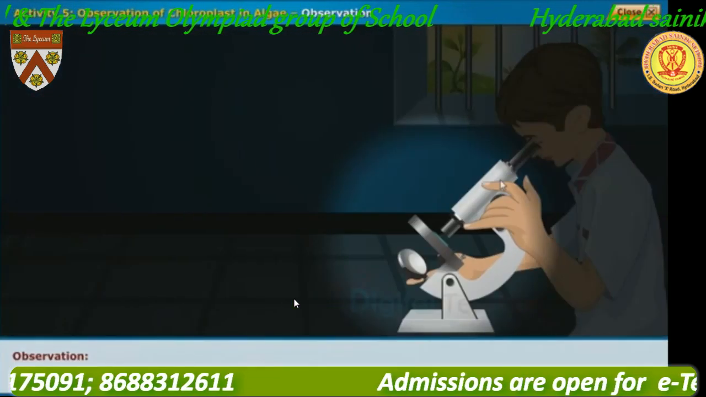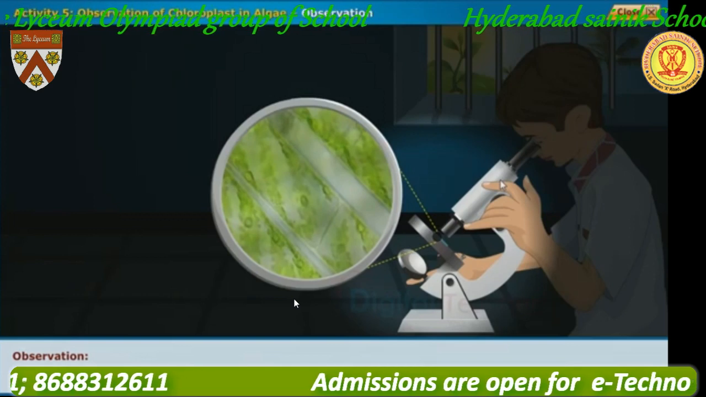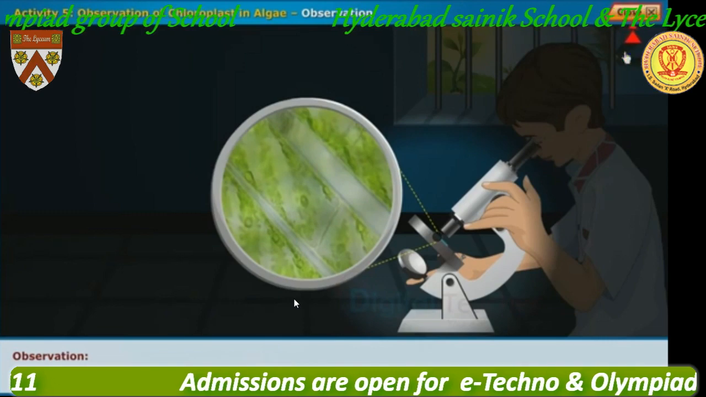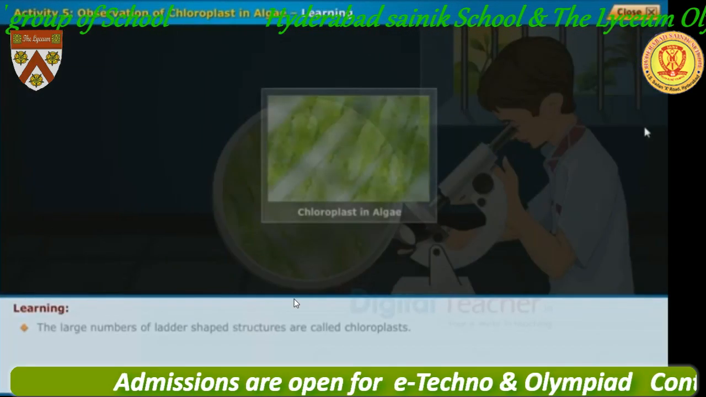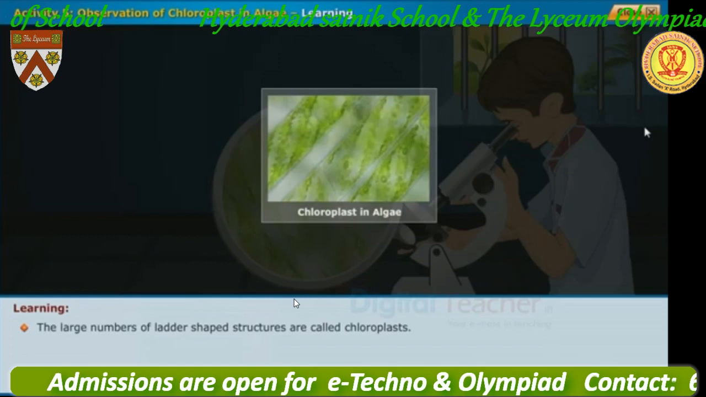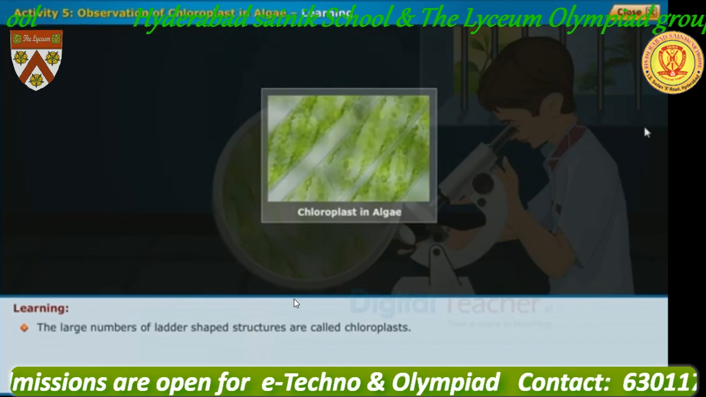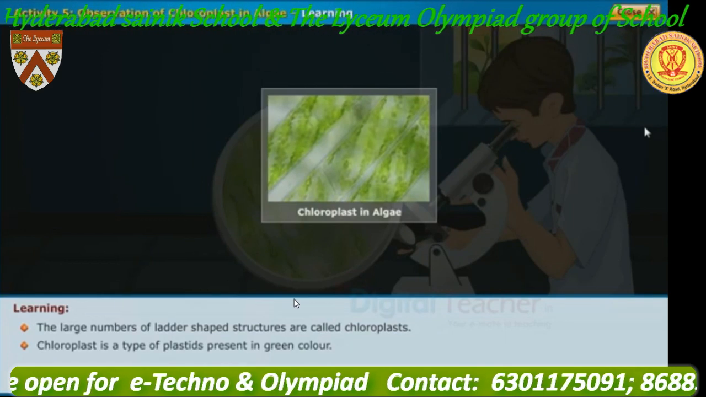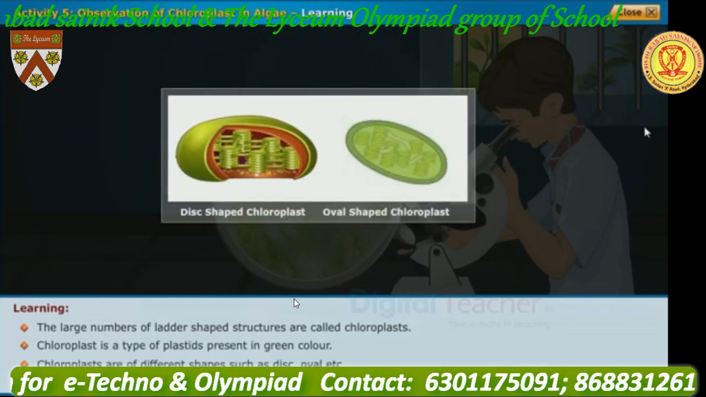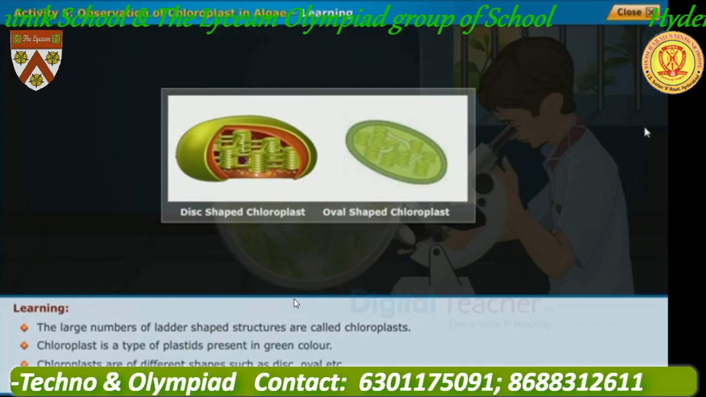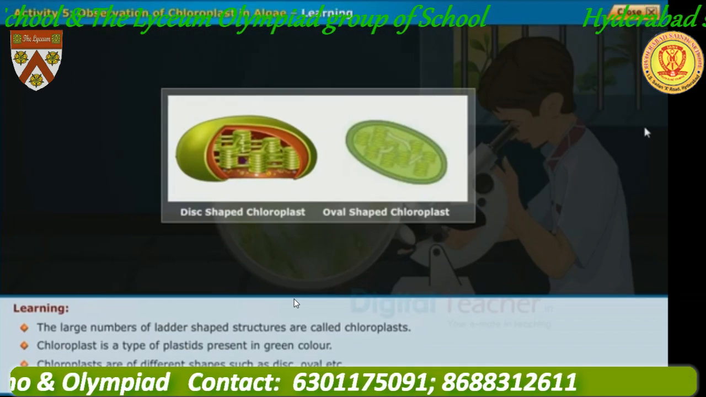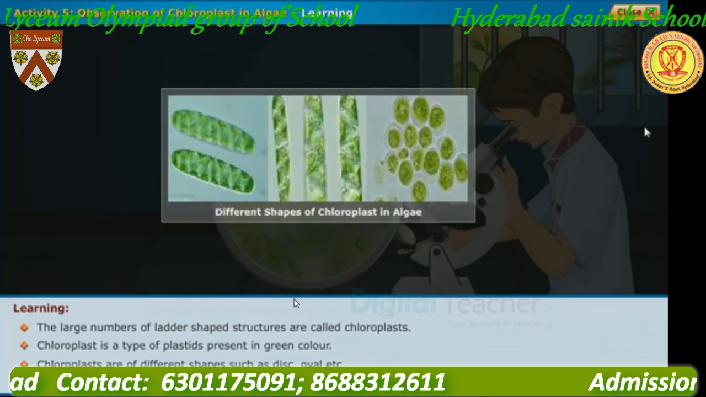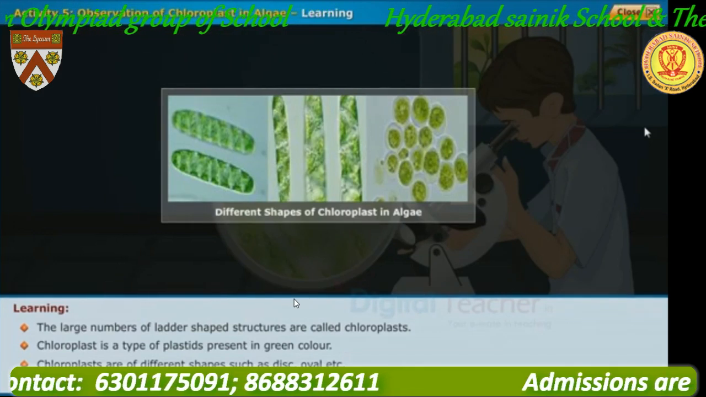Large numbers of ladder-shaped structures are observed from microscope. The large numbers of ladder-shaped structures are called chloroplasts. Chloroplast is a type of plastids present in green color. Chloroplasts are of different shapes such as disc, oval, etc. In algae, these can be found as ladders, stars, spirals, or reticulate.